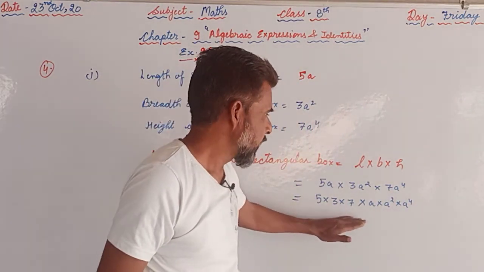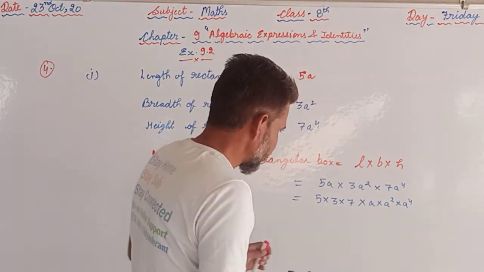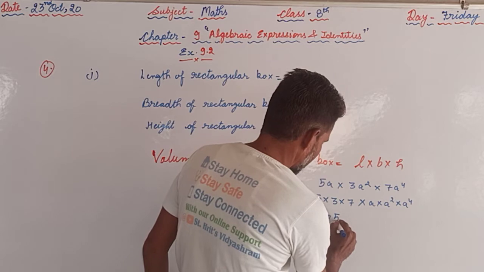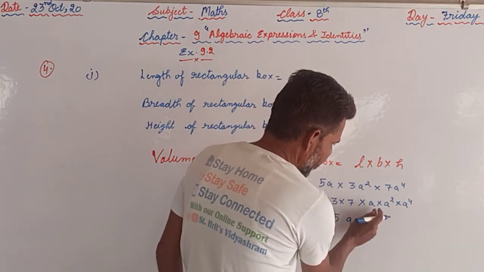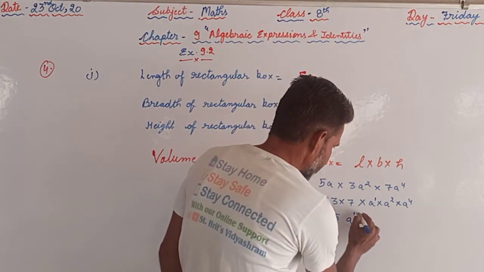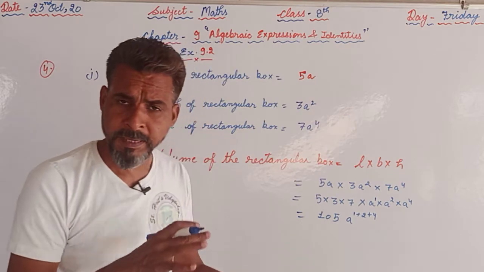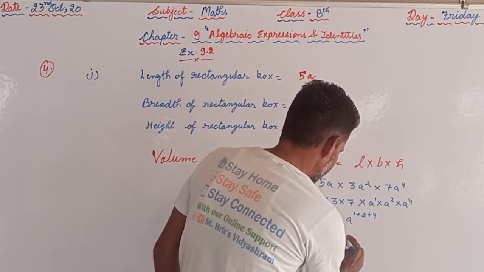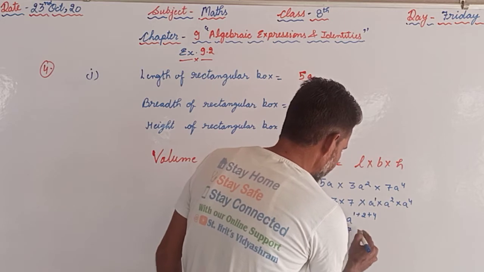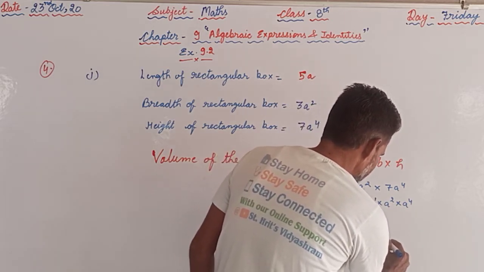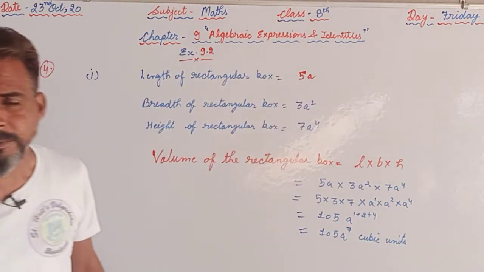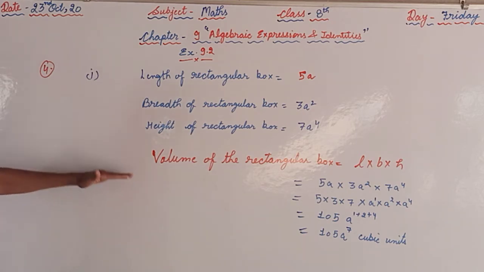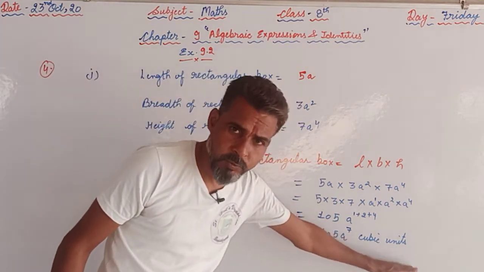We will multiply the numbers, at the same time we will multiply the variables as well. So 5 3s are 15 and 15 7s are 105, and a, the powers of a, if no power is there then 1 is there. So 1 plus 2 plus 4. When we are multiplying the variables, then we are supposed to add the powers. So that will be 105, a raised to power 2 plus 1 is 3, 3 plus 4 is 7, cubic units. In the previous question we have found out the area. The area is to be shown in square units and volume is to be mentioned in cubic units.